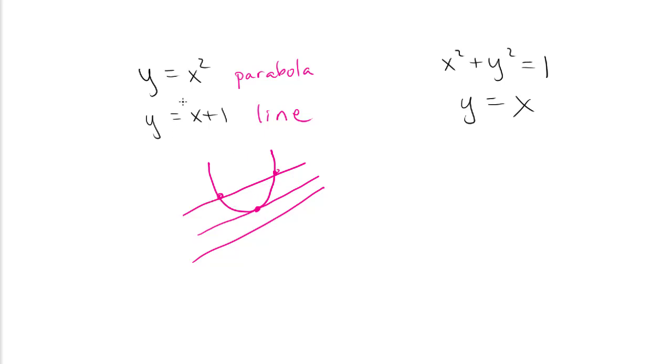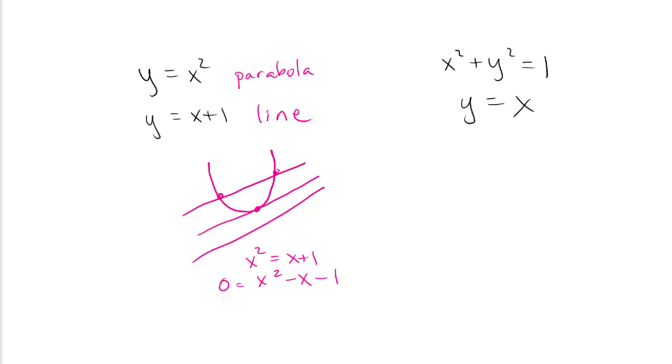If we solve this by substitution, we'll effectively get an equation that becomes a quadratic. X squared equals x plus 1. 0 equals x squared minus x minus 1. We're effectively solving a quadratic, which means we'll get 0, 1, or 2 real roots. We'll essentially have a new quadratic to solve as a result of this combination of parabola and line.